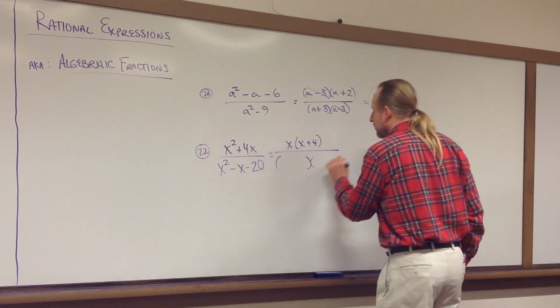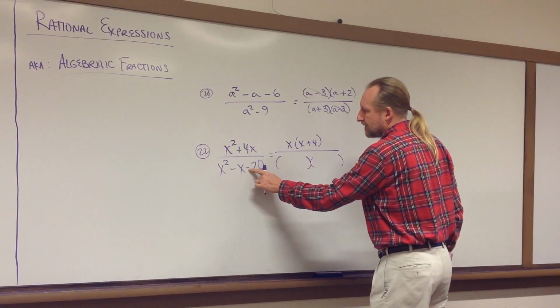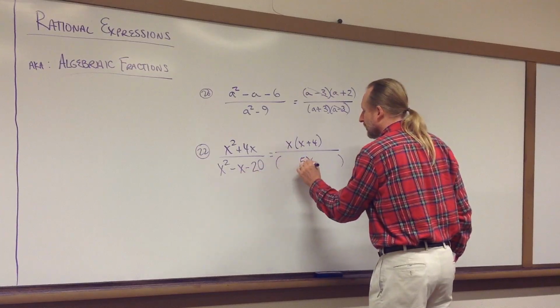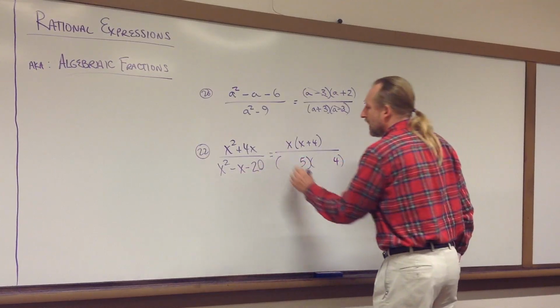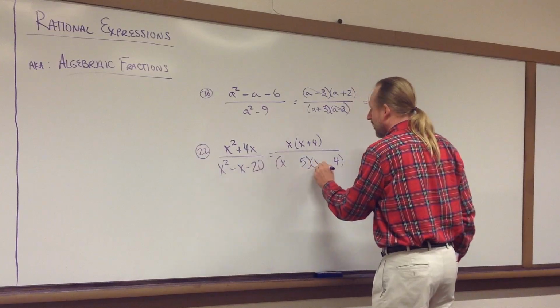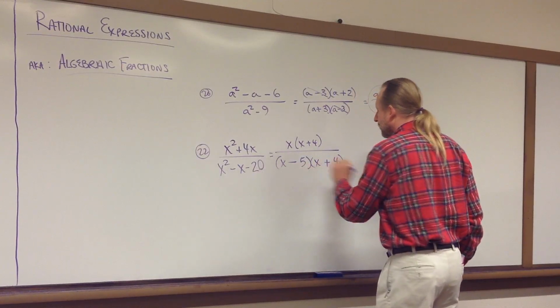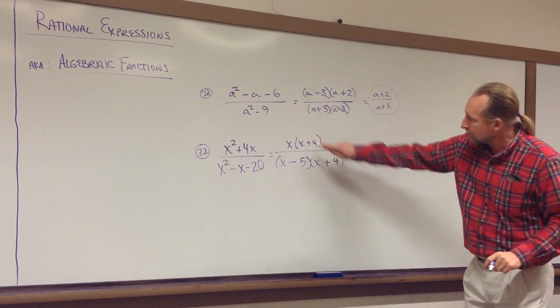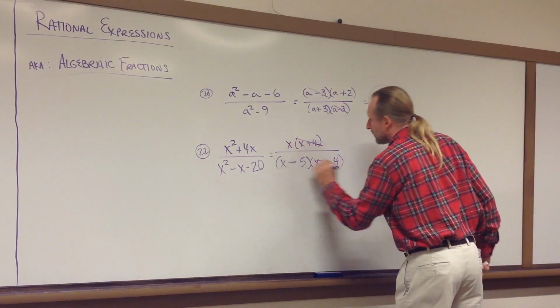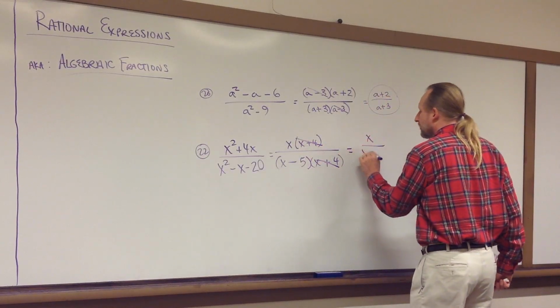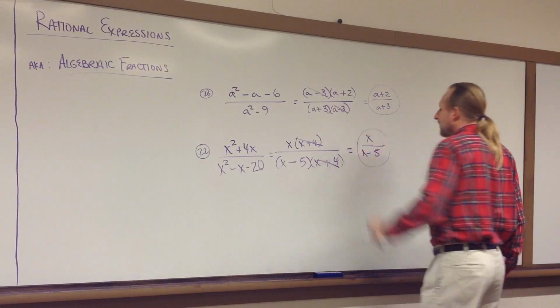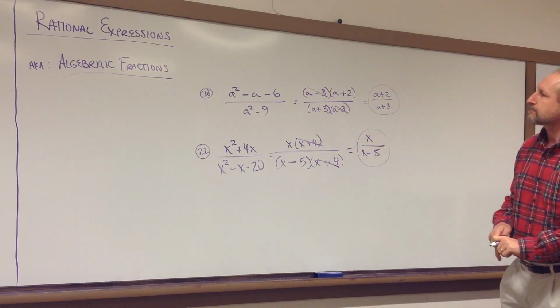On the bottom, we need factors of 20 that have a difference of 1, so that's 5 times 4. And again, since this is negative 1, we want the 5 negative and the 4 positive. And once we do that, these match up so they cancel each other out. We're left with x on top, x minus 5 on the bottom.